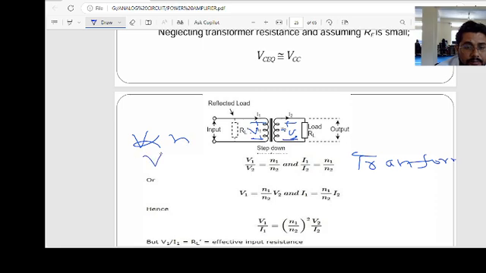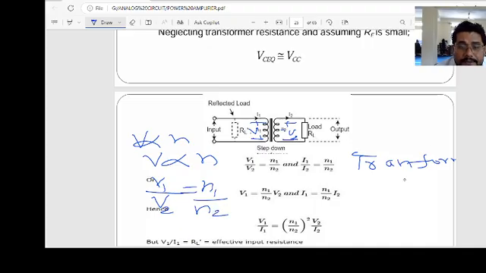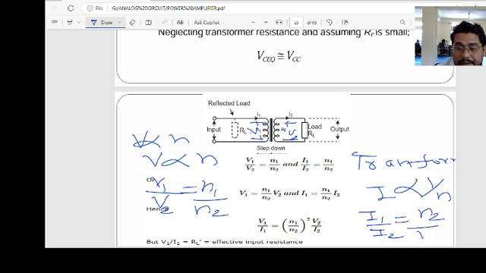Suppose that V is proportional to N. V proportional means V1 divided by V2 is equal to N1 divided by N2. Next, here the current I1 is inversely proportional to V1. Means I1 divided by I2 is equal to N2 divided by N1.